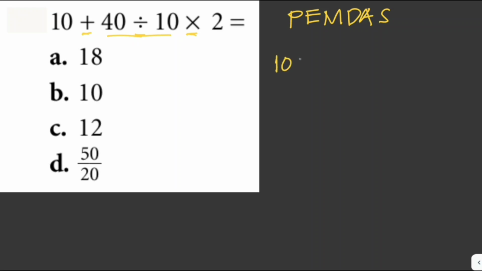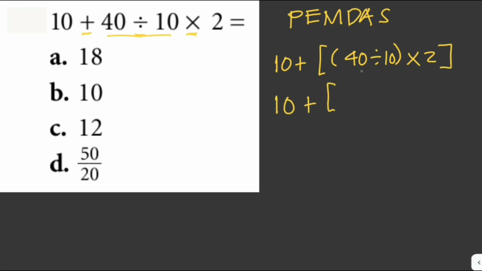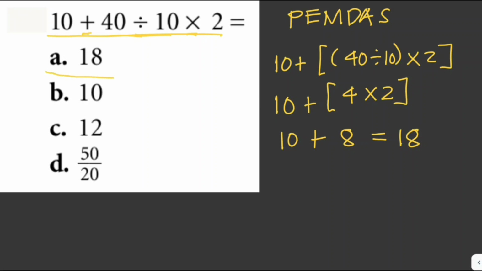So that would be 10 plus, and we group 40 divided by 10 and times 2 together. So 40 divided by 10 is just 4, and then times 2 is 8. Then 10 plus 8 is equal to 18. So this expression here is equal to 18. So the answer here is letter A.